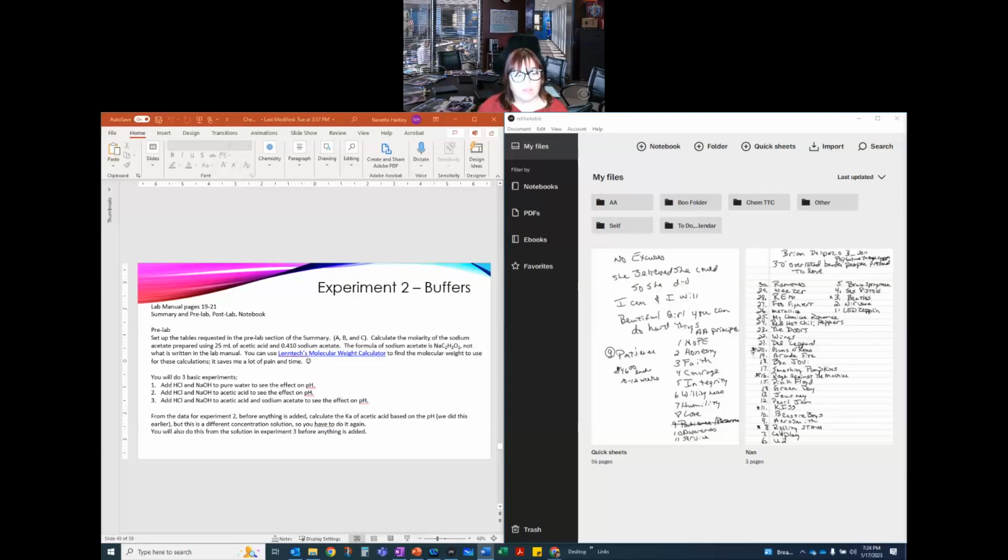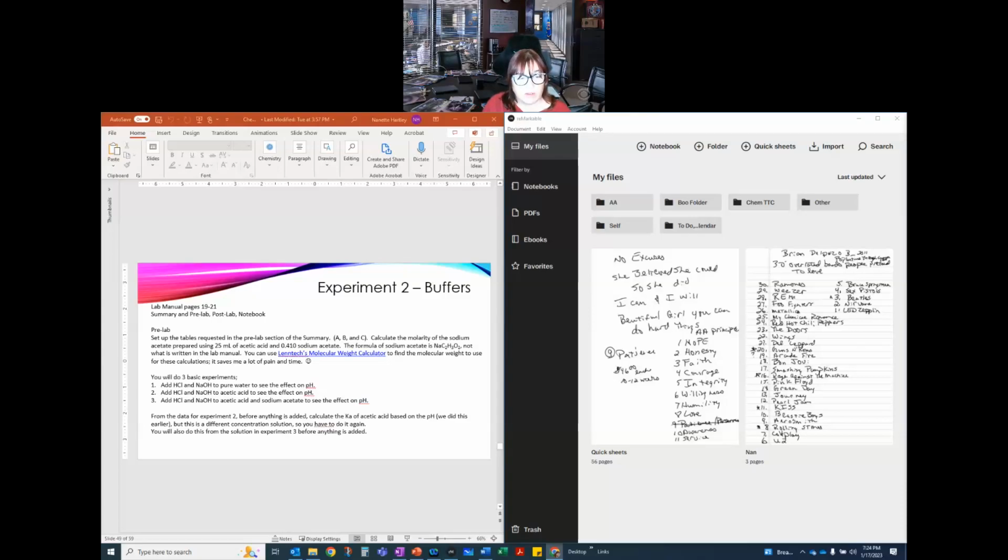The things that you're going to be doing. Again, I will walk through in detail what has to happen for each of the different things with the lab. But we're going to talk a little bit about how this relates to the materials that we've been talking about. So in the pre-lab, they ask you to set up the tables requested in the pre-lab section of the summary. That's A, B, and C.